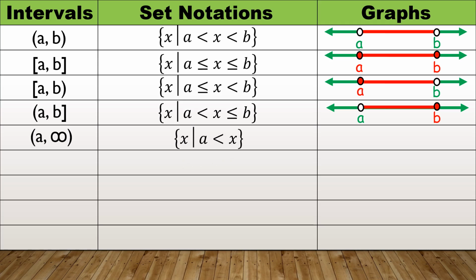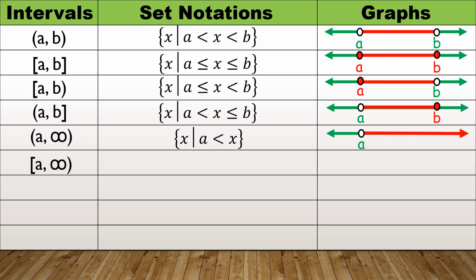So, sa ating set notations, for all values of x, such that x is greater than A. In this part, hindi kasama si A, pero yung magiging solution set ay to the right of A. So, A is indicated with a hollow circle, pero ang solution set niya ay to the right. Ibig sabihin, walang katapusan, lahat ng positive number kasama sa solution set.